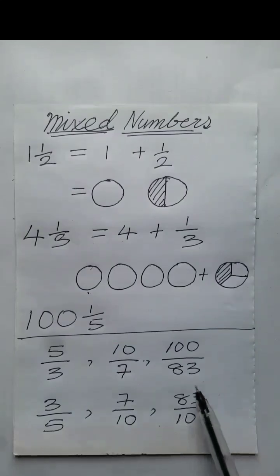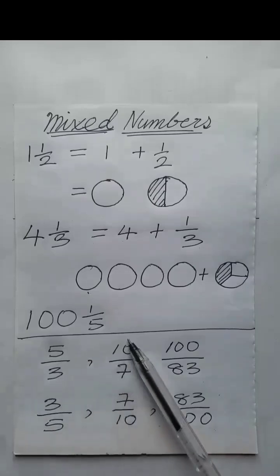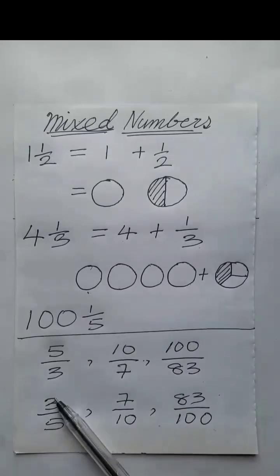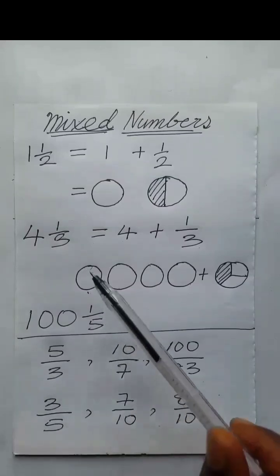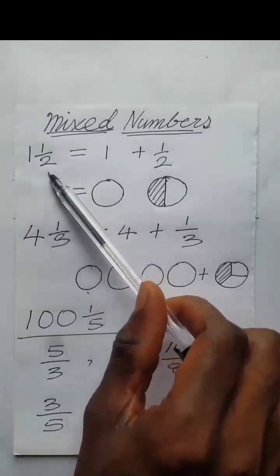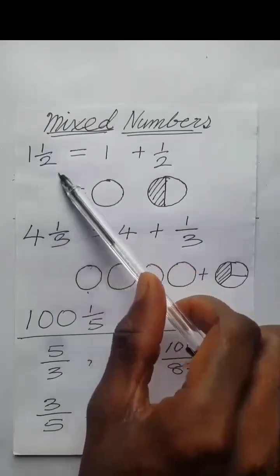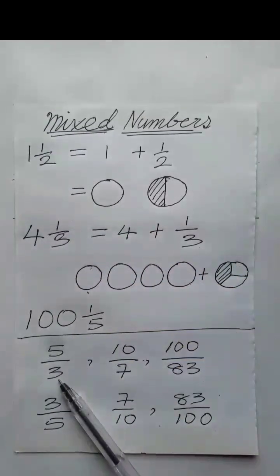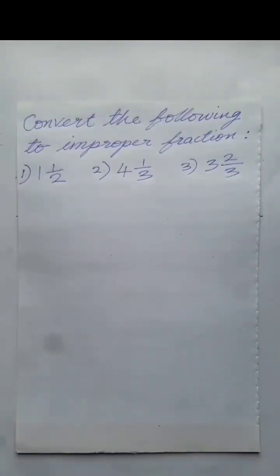So as you can see here, both improper fractions and proper fractions are written as single fractions like this. A number on top of another number. Whereas mixed numbers are not written that way. We have this mixture. So how do we convert this and make it look like this without any whole number here? So let's take a few examples. Convert the following to improper fraction.